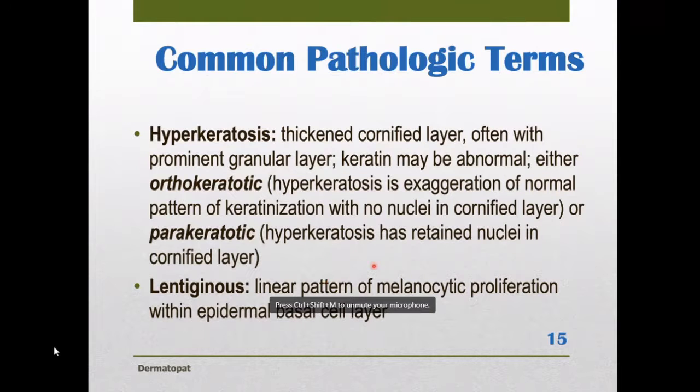So lentiginous is a term that we use about melanocytic proliferation within the epidermal basal cell layer. So when there is a proliferation of melanocytes, you saw that, of course, they exist in the basal layer of the epidermis. But when they proliferate and they continue to be just around the basement membrane, we say there is a lentiginous pattern of overgrowth.